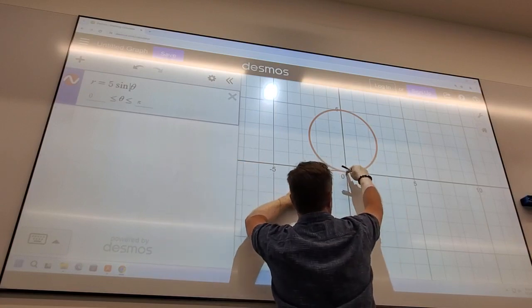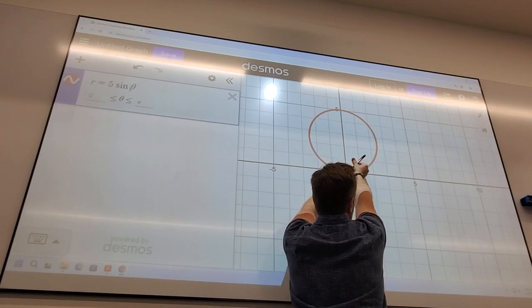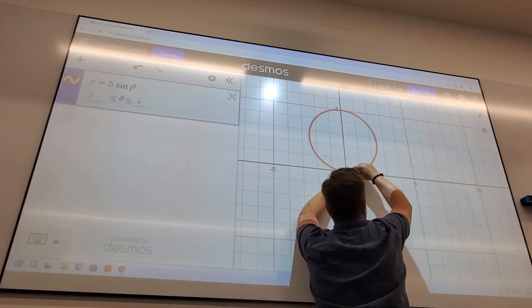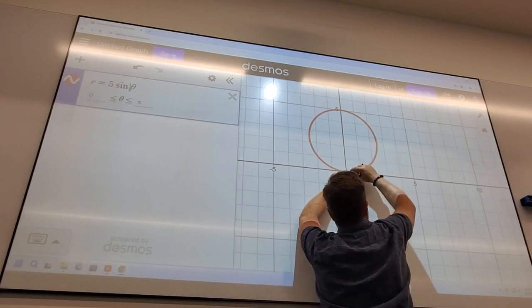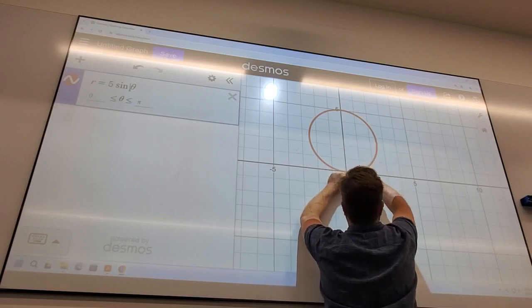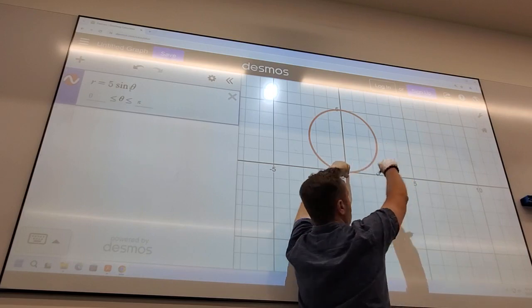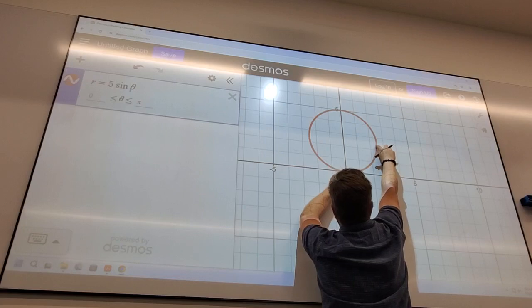So there'd be a 0 there. If I rotate to pi over 4, what's sine of pi over 4? Root 2 over 2. Right? So that would be root 2 over 2. That would be 5 times root 2 over 2.